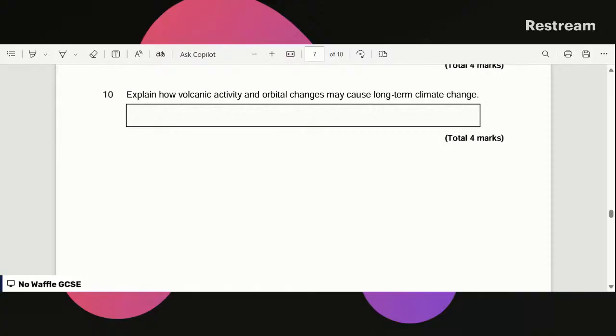And then talking about orbital changes, so looking at the shape of the orbit of the Earth, whether it's elliptical, also looking at the distance between the Sun and the Earth, looking at what kind of season you're in as well, all of those things you want to discuss.